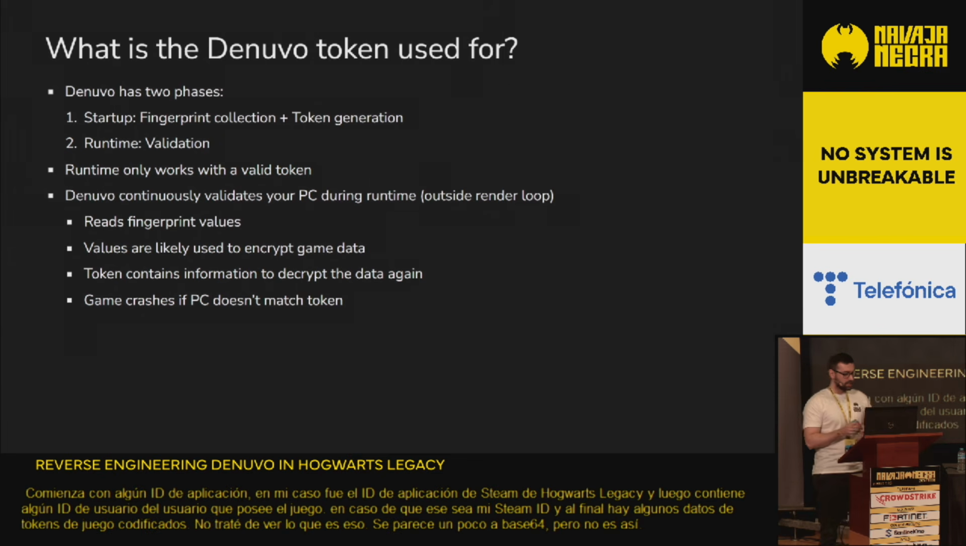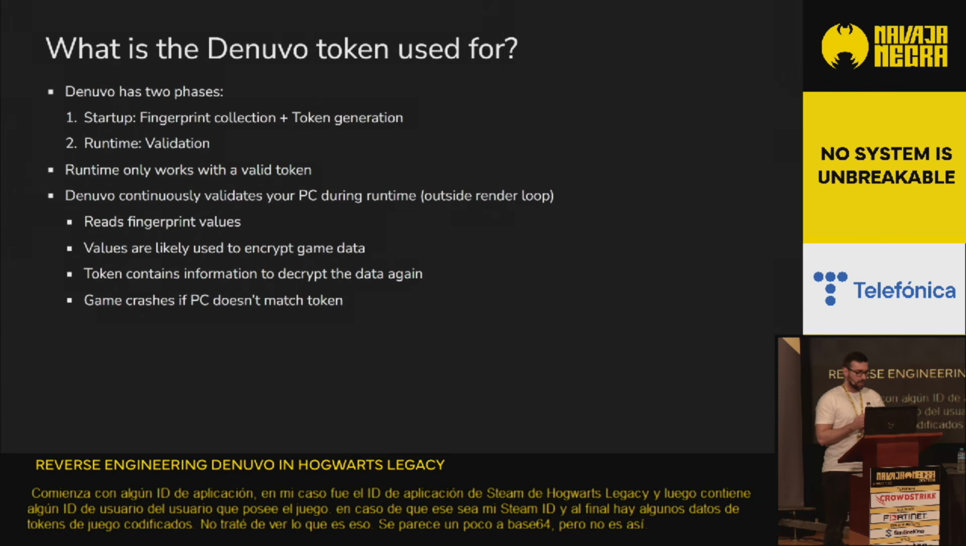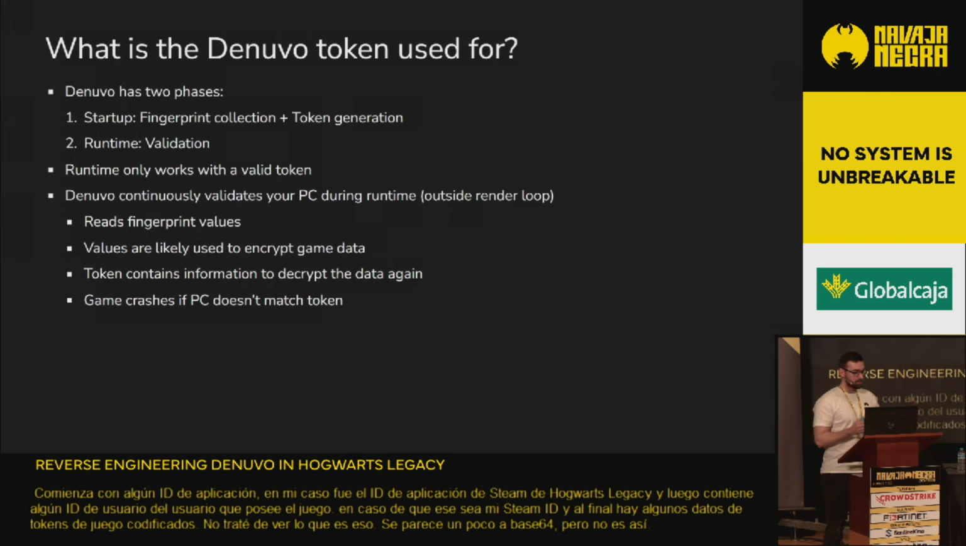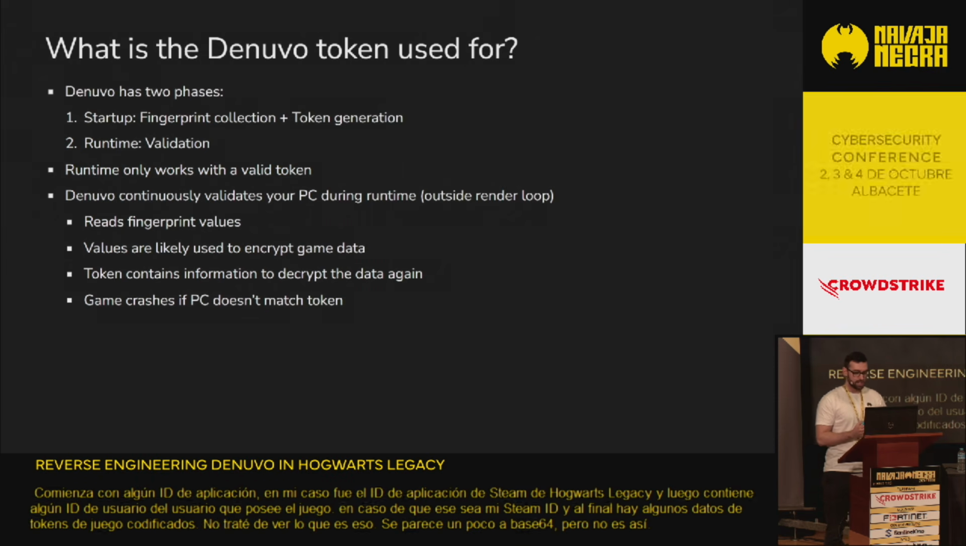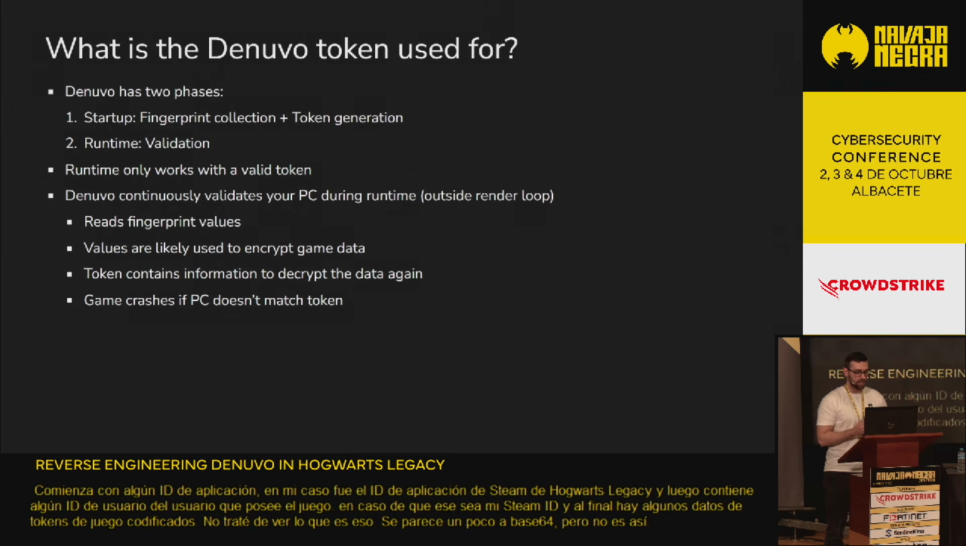So what is this Denuvo token used for? Essentially Denuvo has two phases. The one I showed before with this ping pong process is what I call the startup phase. And essentially it's the fingerprint collection process and then this token generation. And once you have this token, there's the runtime phase when the game runs and you play the game. And this runtime phase only works with a valid token.